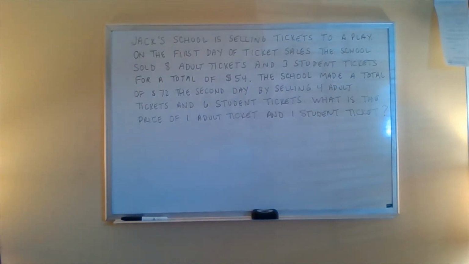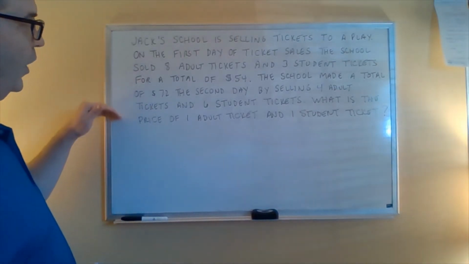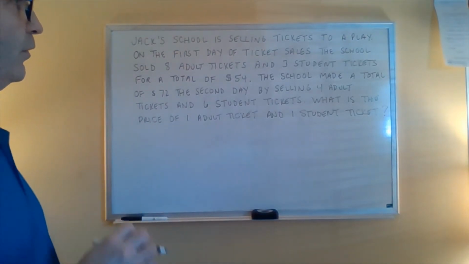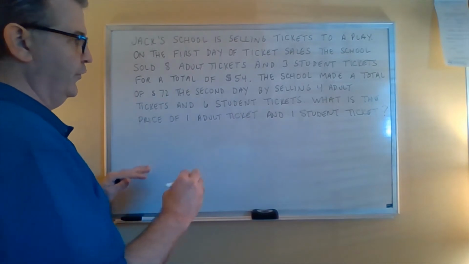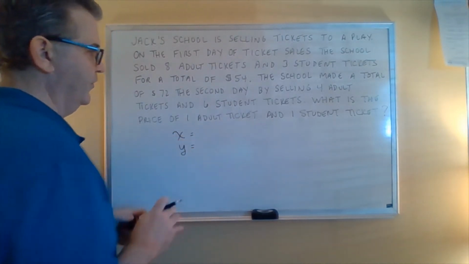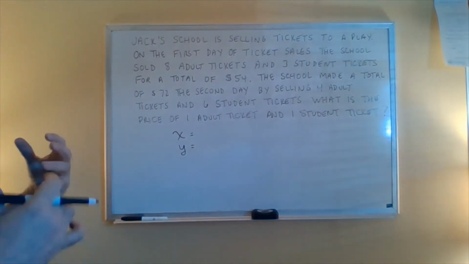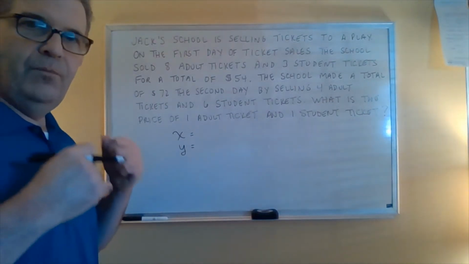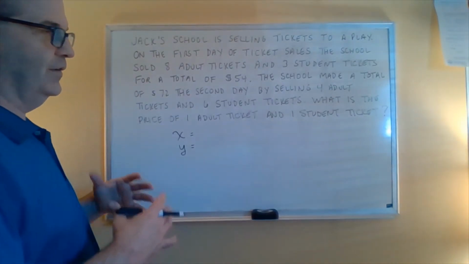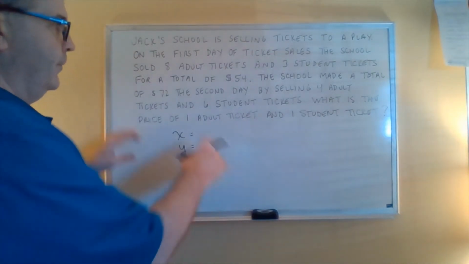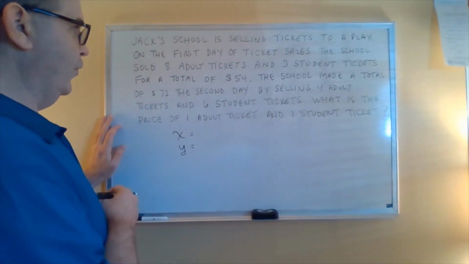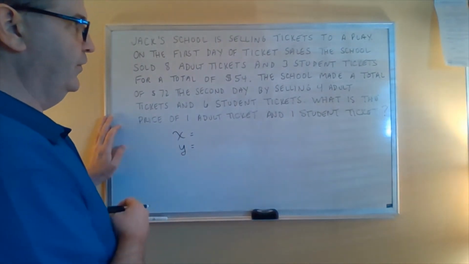So the process of solving a word problem like this is the same every single time. The first thing we want to do is define what our variables are. We're going to define what our x is and what our y is. That's most of the time going to be found in the very last sentence, the last question. What is it asking you to find? Let's just look at the last sentence here. What is the price of 1 adult ticket and 1 student ticket?